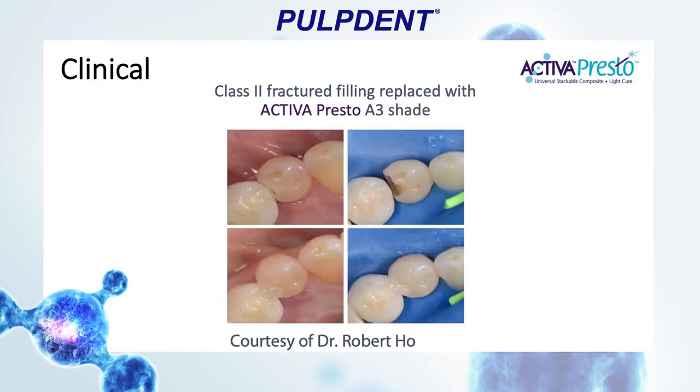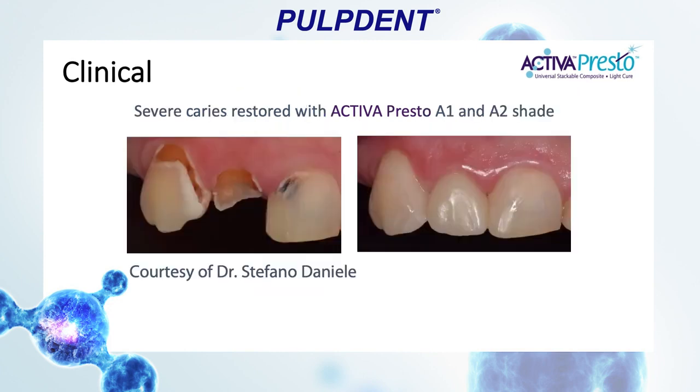This is a class 2, courtesy of Dr. Robert Ho, showing a class 2 replaced with ACTIVA Presto. Again, I'm sure that Dr. Ho used a sectional matrix in this case to maintain the proper contour of the proximal surface and create a consistent contact. From Dr. Denali, severe caries restored with ACTIVA Presto, shade A1 and A2, beautiful case.